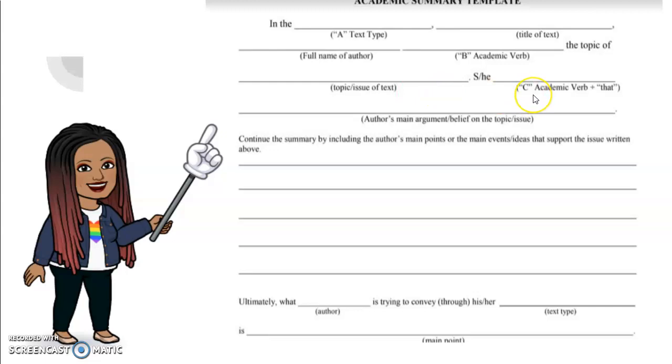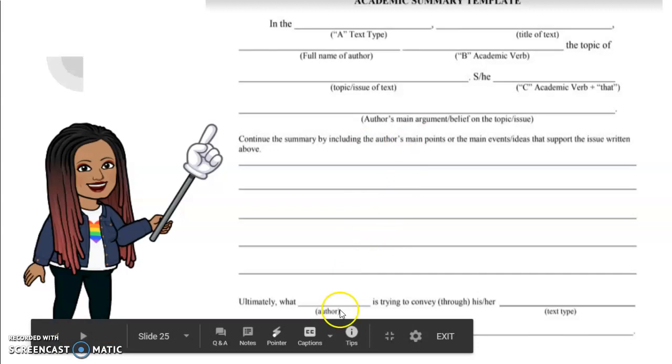And then, again, go down to C where you see precise verbs plus the word that. So you have to use a precise verb plus the word that. And then right here is where you're going to give me the author's point on the topic. You're going to continue on these lines by paraphrasing the key details right here, okay?